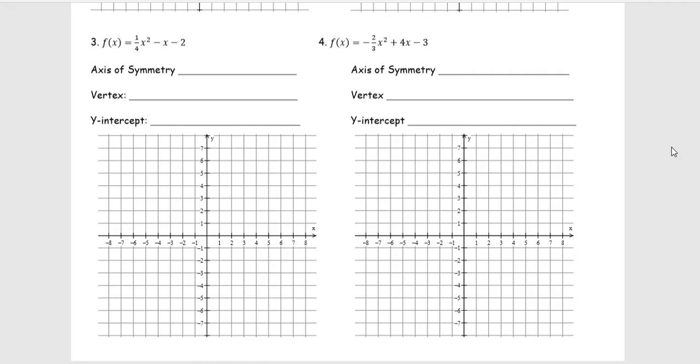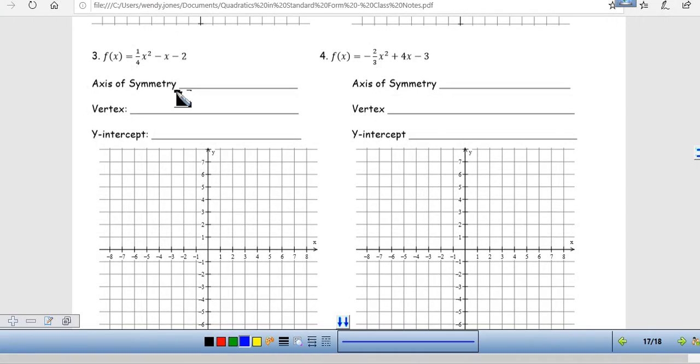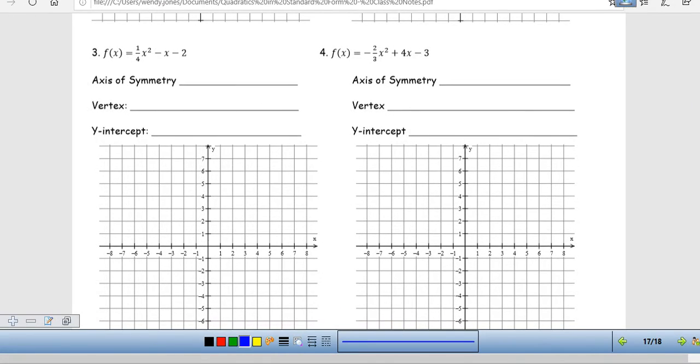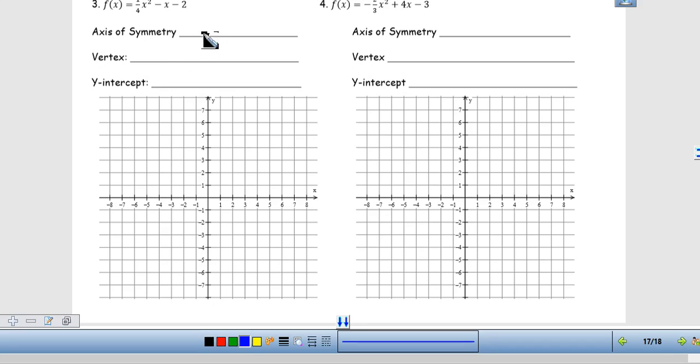These 2 examples have fractions at the front, which indicates that we are either going to have vertical stretch or compression. We're going to notice a difference because of these fractions. To find my axis of symmetry in number 3, I'm going to start off with my formula, x equals negative b over 2a. My b term is negative 1, so I have negative 1 over 2 times 1/4.